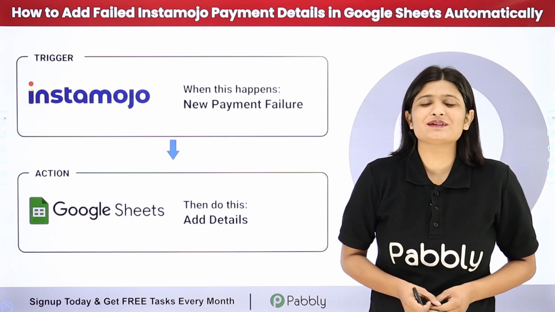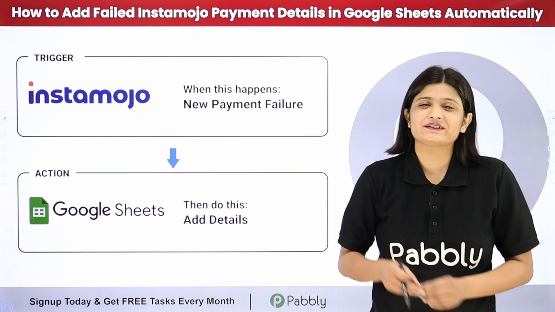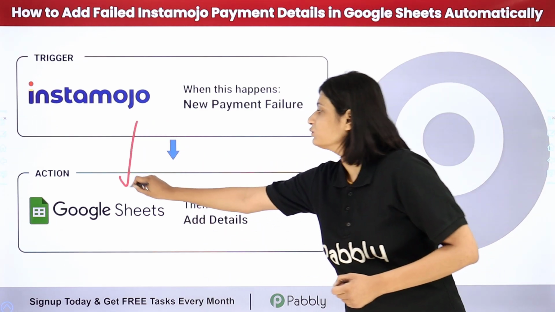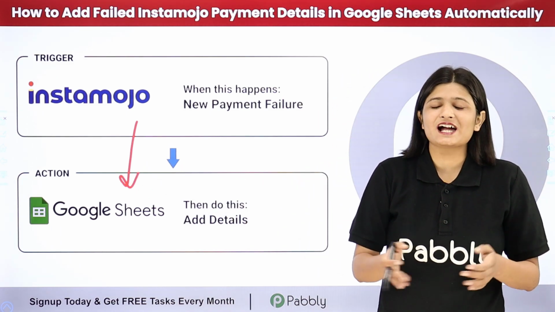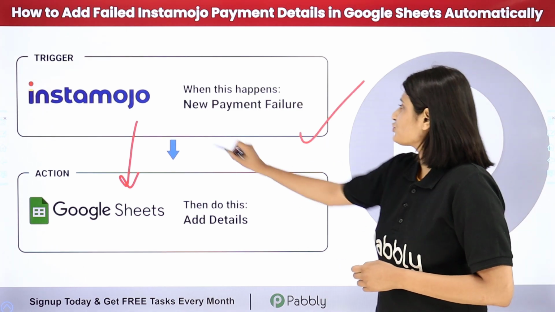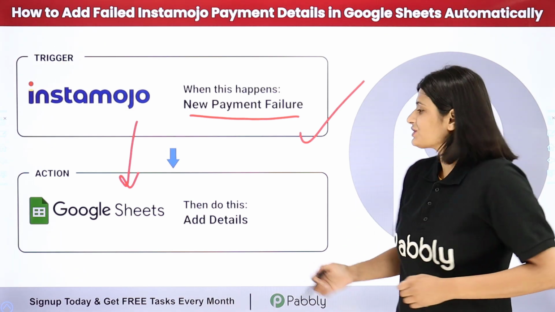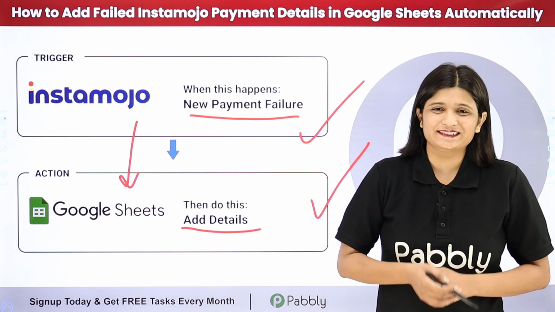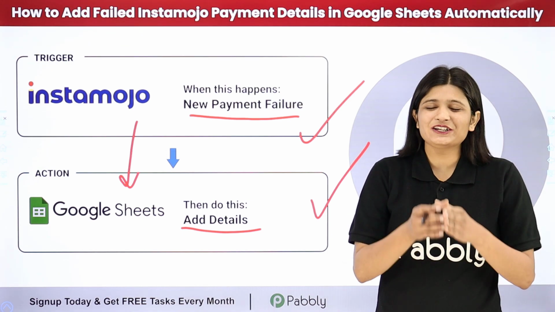So Pabbly Connect is an amazing automation and integration software which requires no coding or programming skills. Here I just need to build connection between Instamojo and Google Sheets. Pabbly Connect runs on two principles, which is trigger and action. Here as my trigger application, I am going to take Instamojo where this payment failure will happen, and then in my action application I am going to take Google Sheets where all these details will be added automatically. If you want to learn this amazing automation step by step, then let me take you all to my screen.